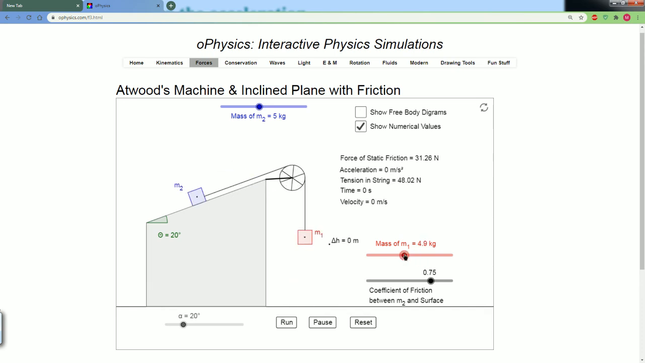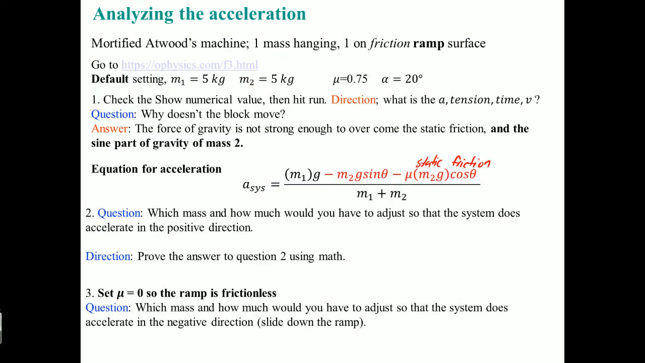Can we do anything to mass 2? Let's see. If we increase mass 2, does it do anything to the acceleration? Oh, well, it does. Look, we could decrease it. We could also decrease mass 2. All right. So which mass and how much would you have to adjust so that this system does accelerate?